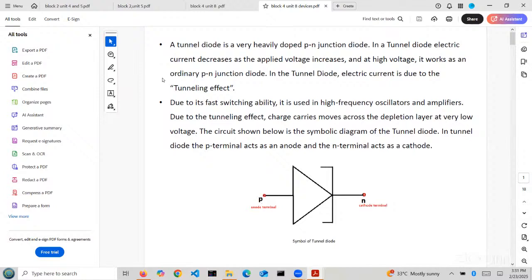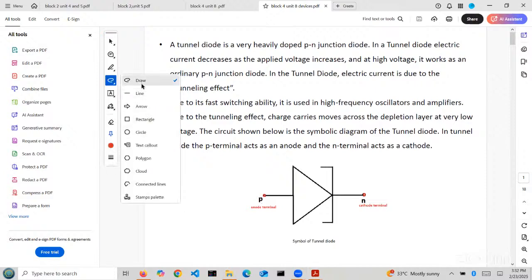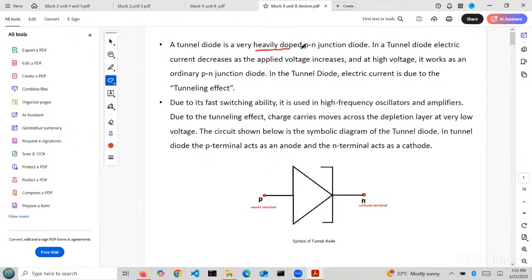First, we will see the tunnel diode configuration. This is the symbol of the tunnel diode. In the first slide, what is being represented? A tunnel diode. What is a tunnel diode in general? It is the same as a PN junction diode. But what is the difference between a PN junction diode and a tunnel diode? A PN junction diode is normally doped, whereas a tunnel diode is a heavily doped PN junction diode. The main feature of the diode is that it is a heavily doped PN junction diode.